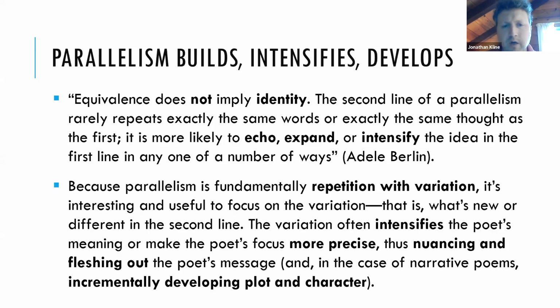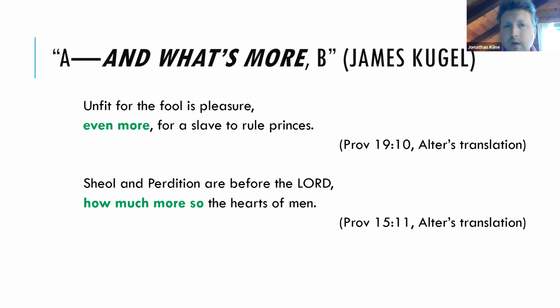These are my words now. Because parallelism is fundamentally repetition with variation, it's interesting and useful to focus on the variation. That is, what's new or different in the second line. The variation often intensifies the poet's meaning or makes the poet's focus more precise, thus nuancing and fleshing out the poet's message. And in the case of narrative poems, incrementally developing plot and character. So parallelism is one of the main means by which the Hebrew poets developed their poems and caused them to grow over the course of the poem and deepen in meaning.